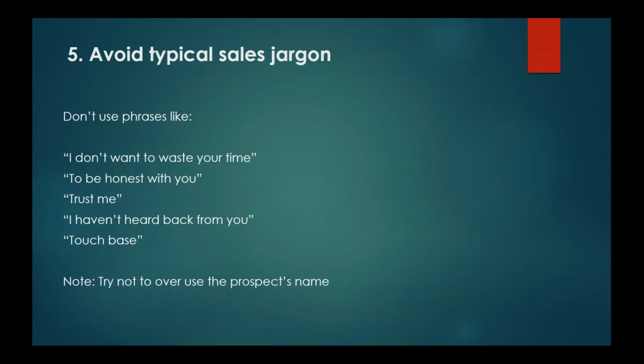Typical sales phrases: don't use "I don't want to waste your time," because you're literally telling them this is probably a waste of their time. If you think that it may be a waste of their time, and you're saying I don't want to waste your time, that's just a phrase that you should avoid. "To be honest with you" infers that you weren't being honest with them before.